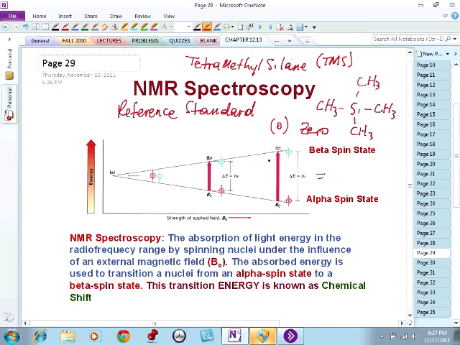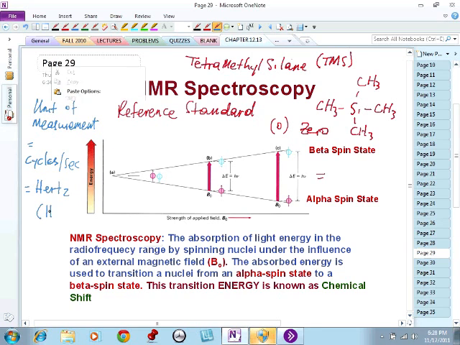And by the way, the unit of measurement for chemical shift in the radio frequency region is cycles per second, which we call Hertz, and the symbol for Hertz is Hz. Okay, I'm sure you read it, listening to radio stations say 20 megahertz and all that kind of stuff. That's essentially what it's saying. Now, so that is the unit of measurement.